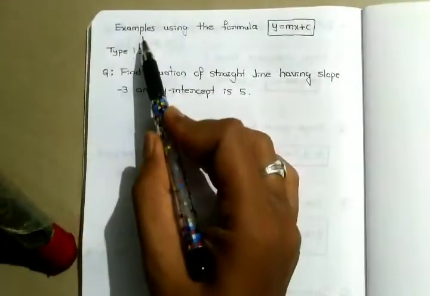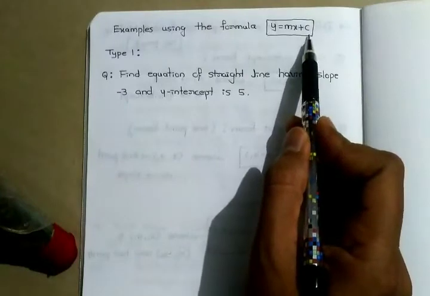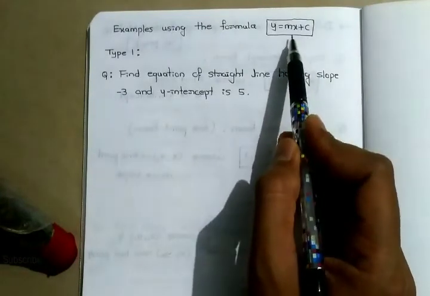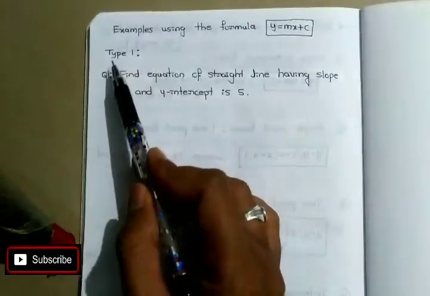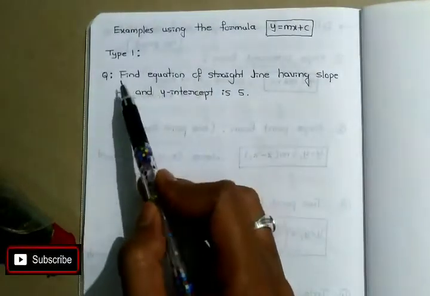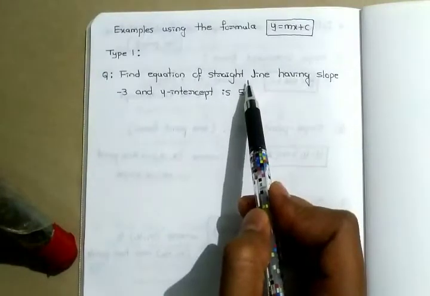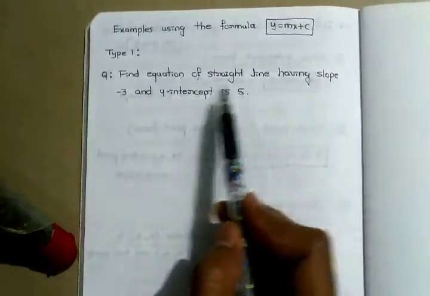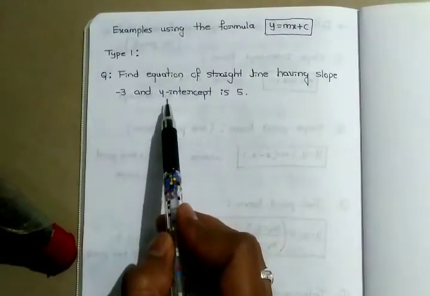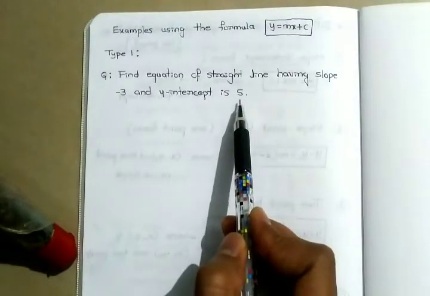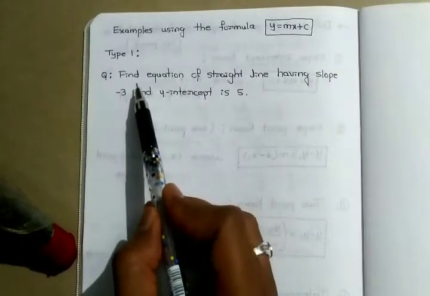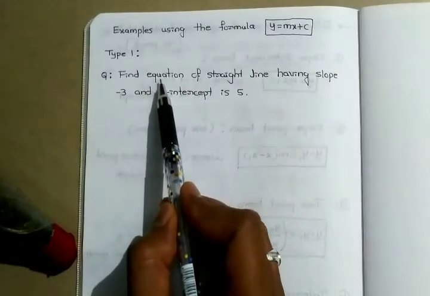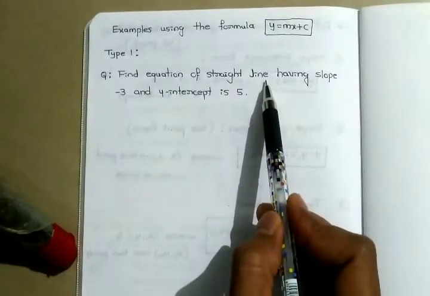Next, examples using the formula y equals mx plus c. Using this formula, two types of examples will come. Type 1: find the equation of a straight line having a slope of -3 and y-intercept 5. See here, what is the question? Which value do you need to find out? You need to find the equation of the straight line.